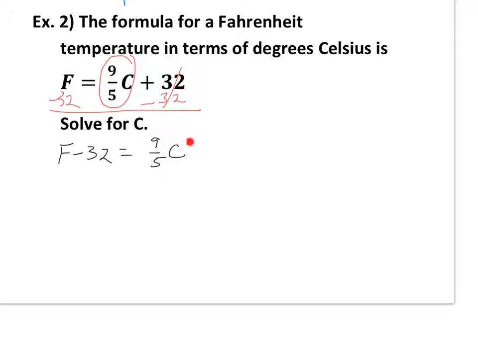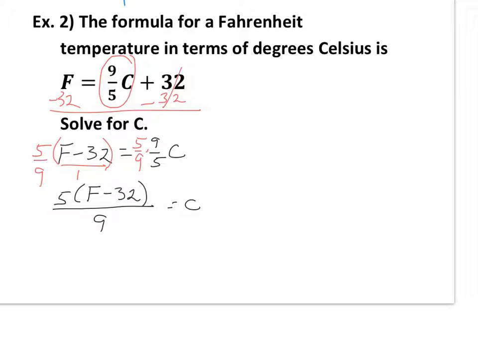Now that I have the variable term on one side by itself, I need to do something about this fractional coefficient. We've learned that when you have a fractional coefficient, you can multiply by its reciprocal and you get 1. What you do on one side, you have to do to the entire other side. So we're going to multiply this side by 5/9 as well. I would suggest you write your answer like this: 5 times (F minus 32), all divided by 9 times 1 is 9, and that equals C. There's a variety of answers you could have for this. This is just one of them.